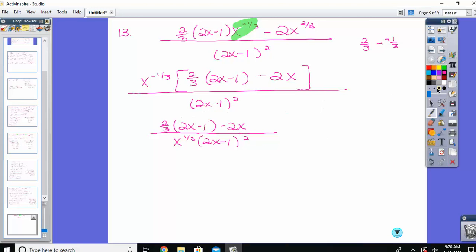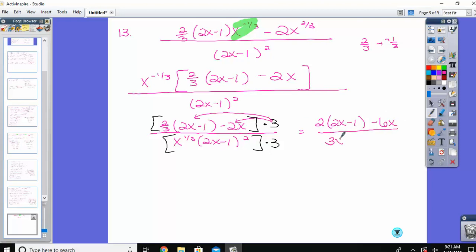We don't leave a fraction within a fraction, so we are going to take the top and bottom of this times 3. So the 2/3 times 3 would just be a 2. You do have to distribute the 3 to both terms. So that would be minus 6x. On the bottom we get a 3. It's the 1/3. 2x minus 1 squared.